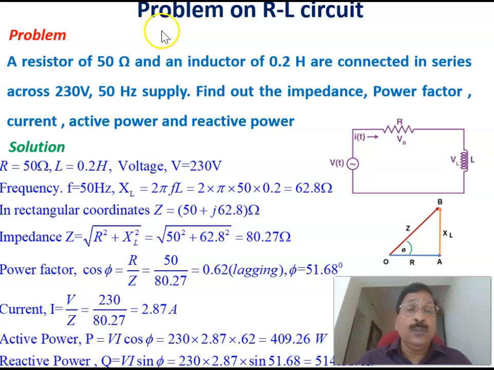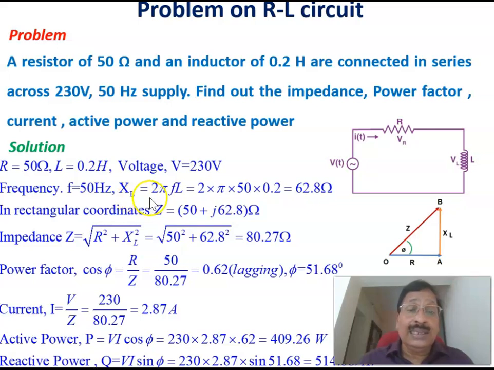Now let us see a few problems on that. A problem on an RL circuit. A resistor of 50 ohms and an inductor of 0.2 Henry are connected in series across a 230 volt, 50 hertz supply. Find the impedance, power factor, current, active power and reactive power. Here the resistance equals 50 ohms, L equals 0.2 Henries, and the voltage is 230 volts. The frequency is also 50 hertz.